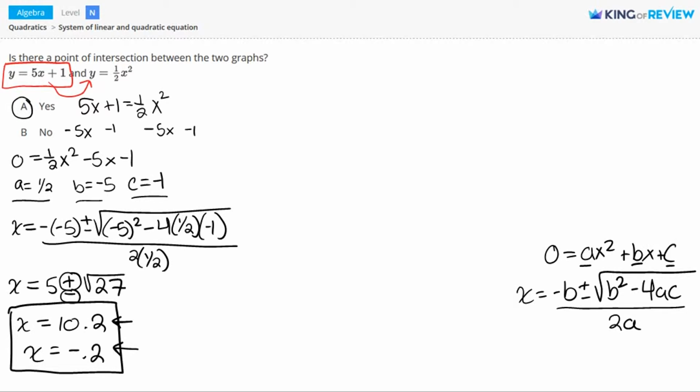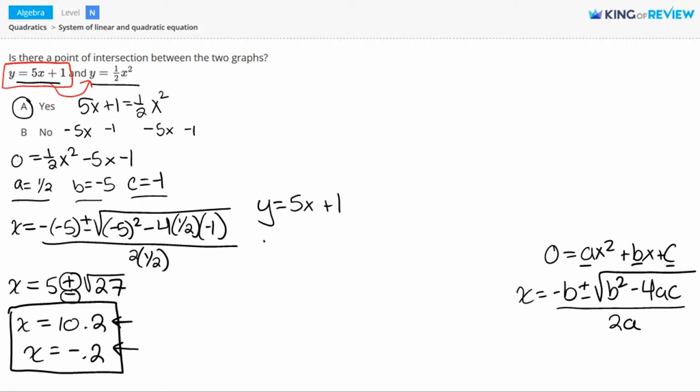But I'm going to go further with this problem, and let's solve for the y-coordinate so we can see what the graph of these two equations would look like. We already know the x-coordinates of these points of intersection, but to find the y-coordinates, we can plug both of these x values into either one of these two equations and solve for y. I'm going to choose the first equation, which is y equals 5x plus 1.